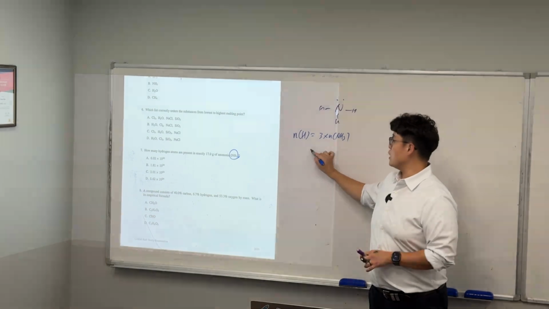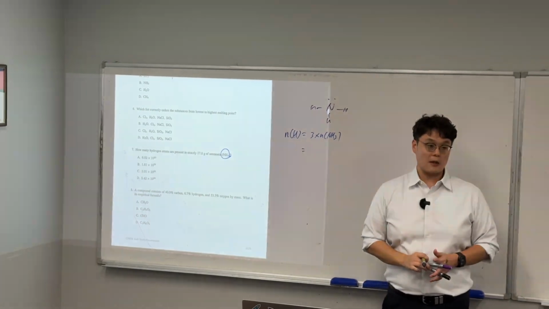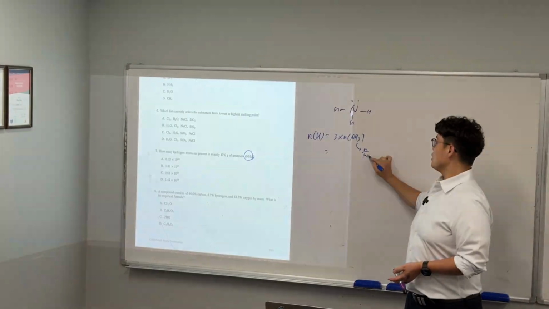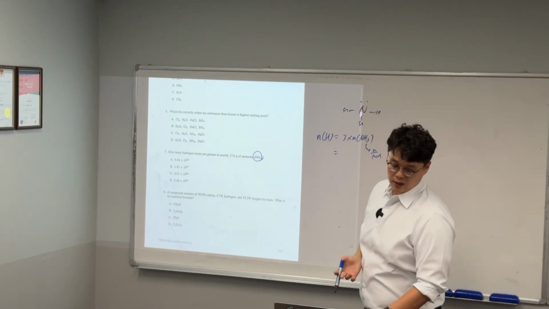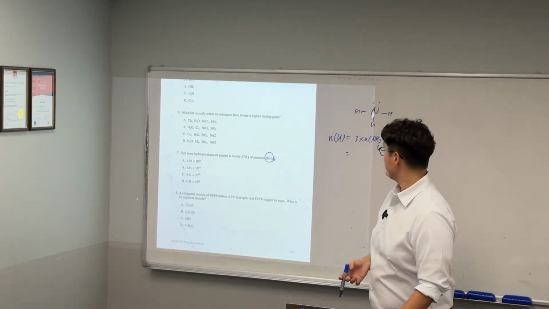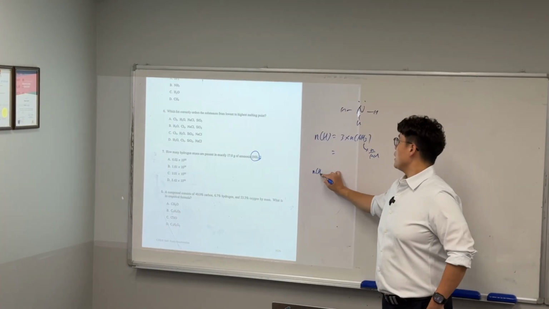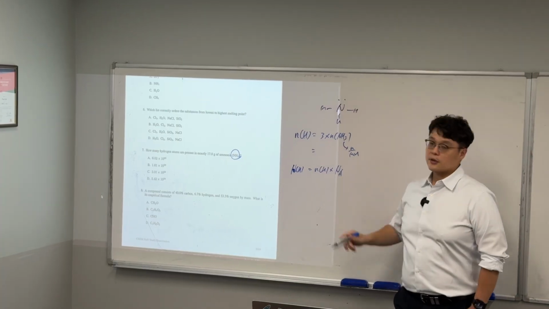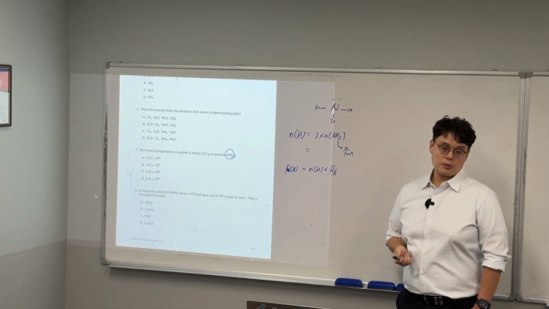n is then equal to what? Mass over molar mass. Doing your calculations, just use mass over molar mass, use your calculator, and you get answer B. Oh, sorry. For hydrogen, the total number is n of the hydrogen times Avogadro's number, which is 6.02 times 10 to the power 23.